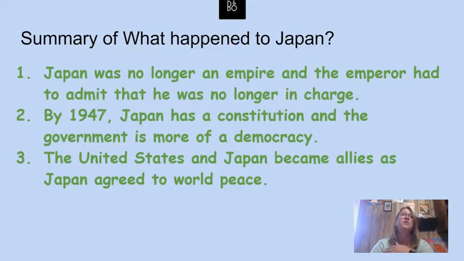Political changes are going to cause economic changes and societal changes. So that's huge. They're no longer ruled by an emperor, and they were really more ruled by their military. If you remember some of the learning that we did at the beginning of Unit 7 with the rise of totalitarian leaders. So now their military is no longer in charge, and they are more of a democracy. Huge change. And then number three, the United States and Japan become allies. Here they were enemies in World War II, and now they become allies as Japan agrees to world peace.